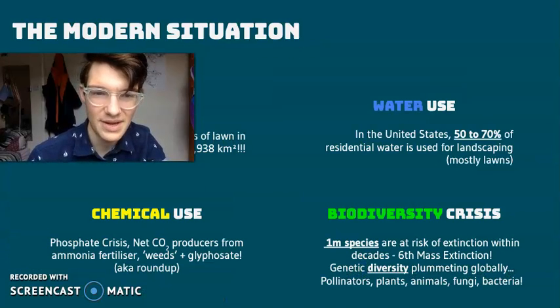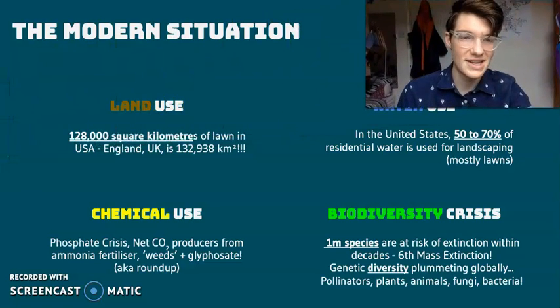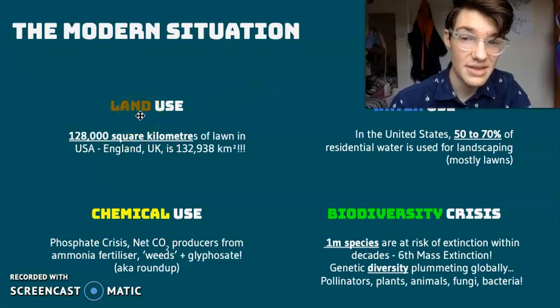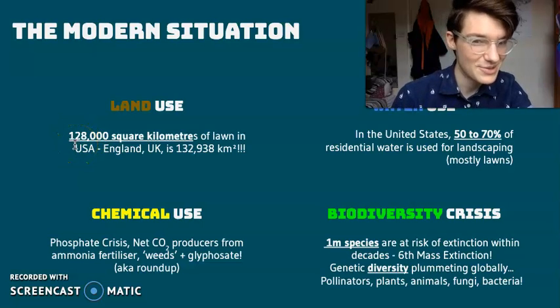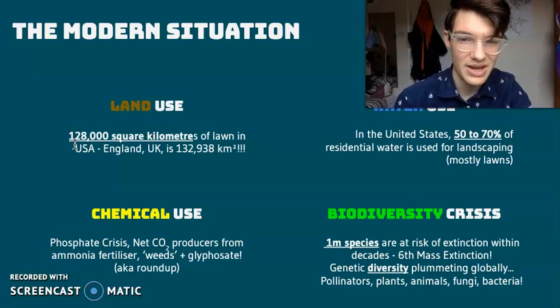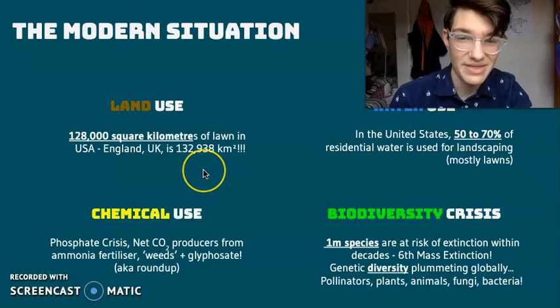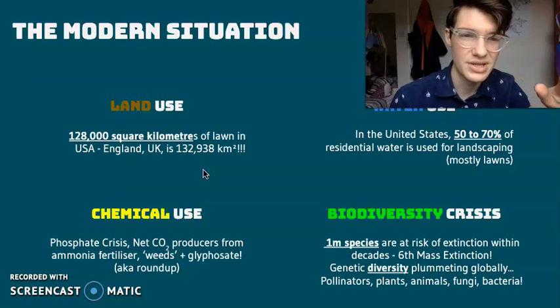So the modern situation. I've got a few statistics coming up just so we can better understand why it's actually quite relevant. So land use in the United States of America: 128,000 square kilometres of lawn, and the size of England, the entire country of England, is 132,000 kilometres. So basically they have enough lawn to cover almost the entire of England, and that's just for lawns.